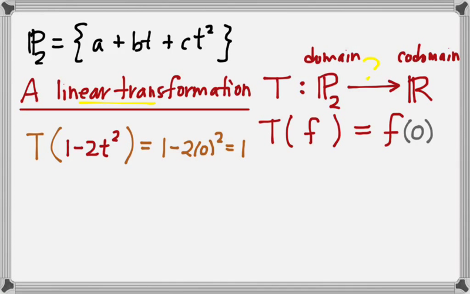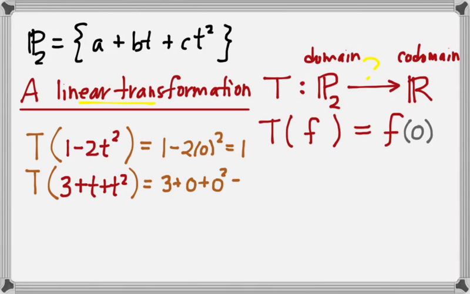If we take my other polynomial from the previous slide, which you're going to have to help me remember because I erased it, what was it? 3 plus t squared, thank you. So I take my other polynomial from the previous slide. I apply T to it. What am I going to get here? 3 plus 0 squared. It's going to give me 3.